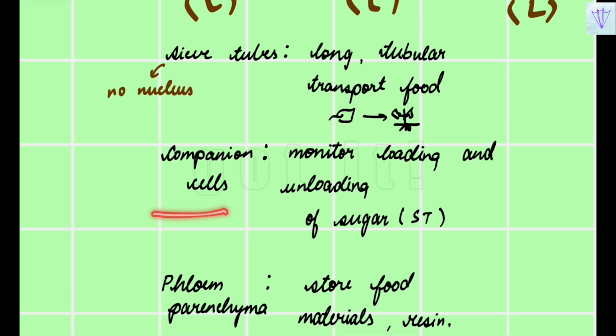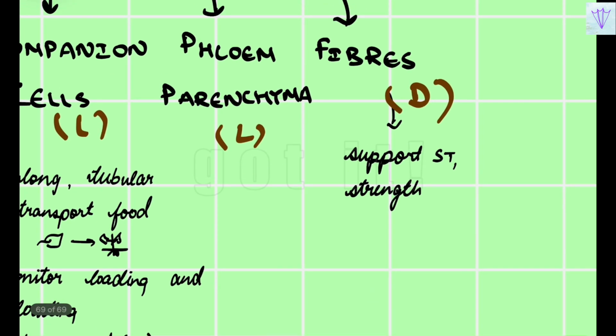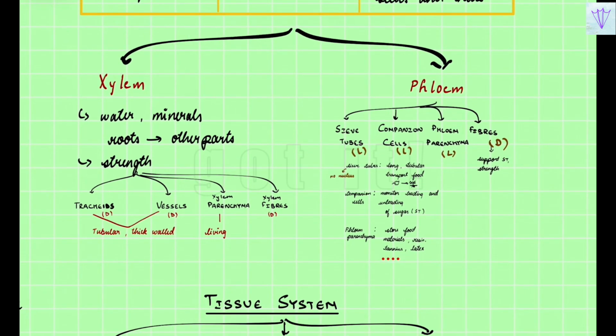The companion cells will monitor the loading and unloading of sugar, and they will aid the sieve tubes. And the phloem parenchyma will store food materials and resins, tannins, and latex. And the phloem fibers support the sieve tubes and provide strength. So this is all you have to learn in the conducting tissue part, that is the xylem and phloem.